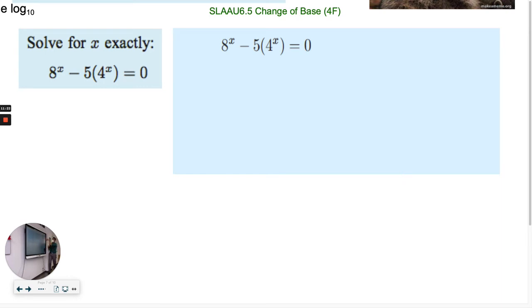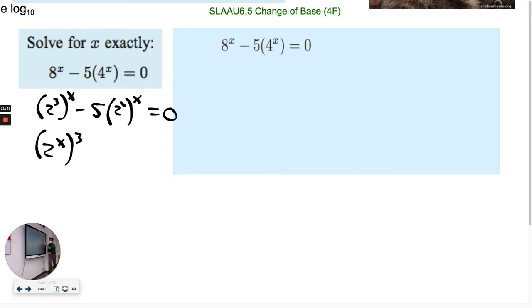So annoying. This 8 is 2 cubed, and 4 is really 2 squared. I can't really turn the 8 into 4s, and I can't really turn the 4 into 8s, but I can turn both into 2s. What's nice about that, if we switch these around, this is really 2 to the x cubed and 5 times 2 to the x squared.